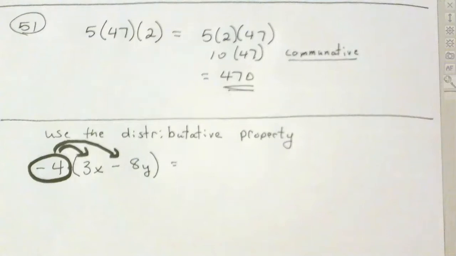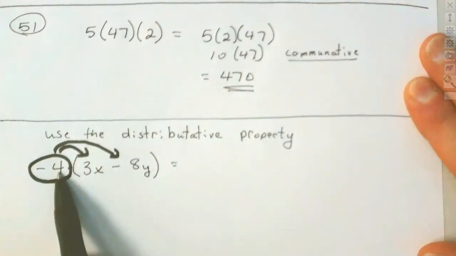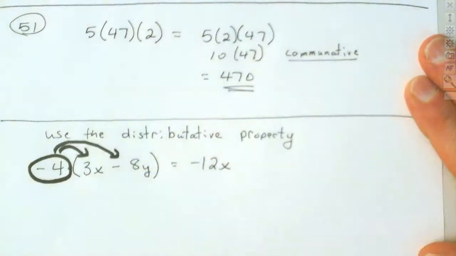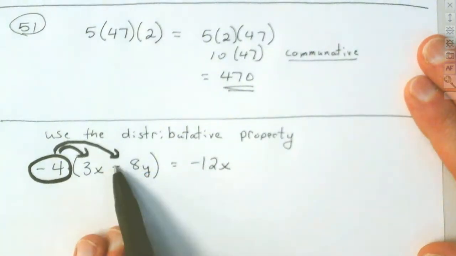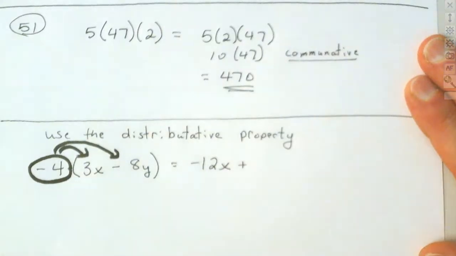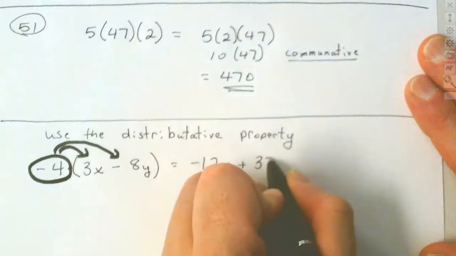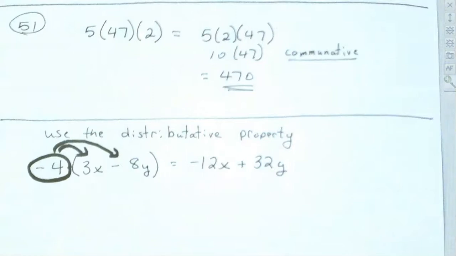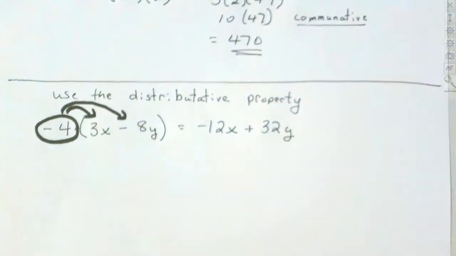So when I distribute that negative 4 through, we're multiplying here, negative 4 times a 3x, that makes it a minus 12x, and negative 4 times negative 8. Negative times a negative makes it a positive, and 4 times 8 makes it a 32. And what variable do we have attached? Y. Let's try several more of these to make sure we understand how to use the distributive property.